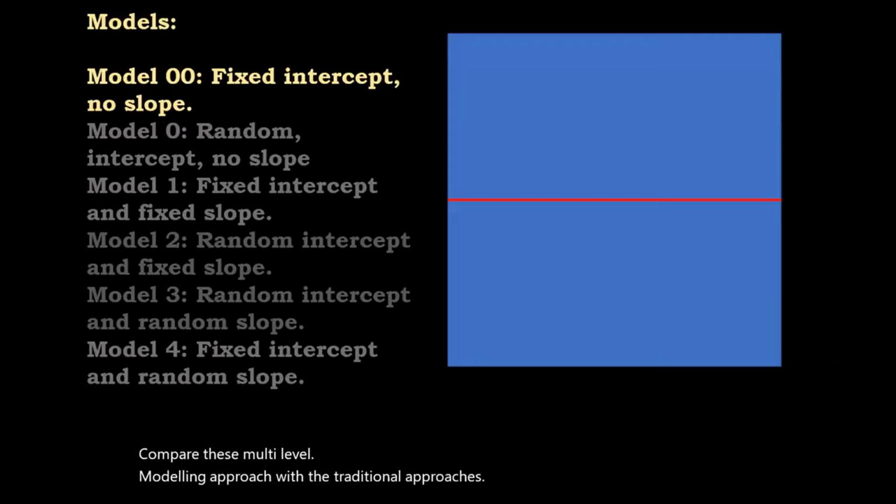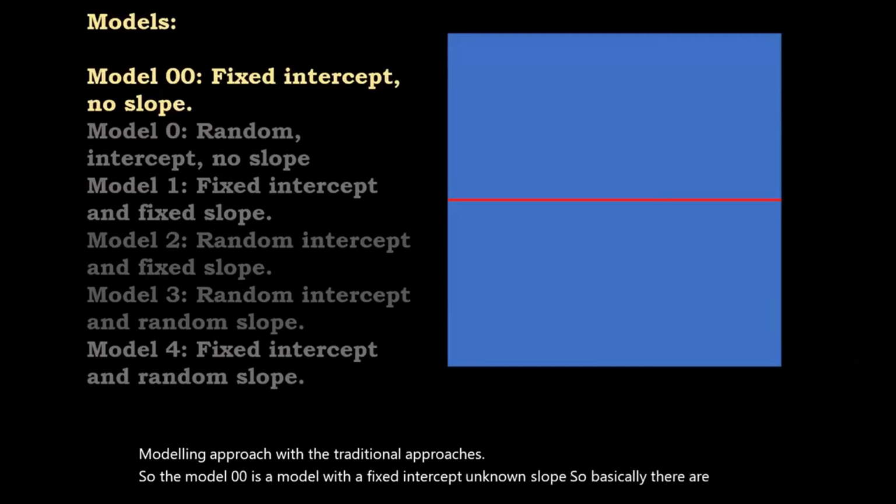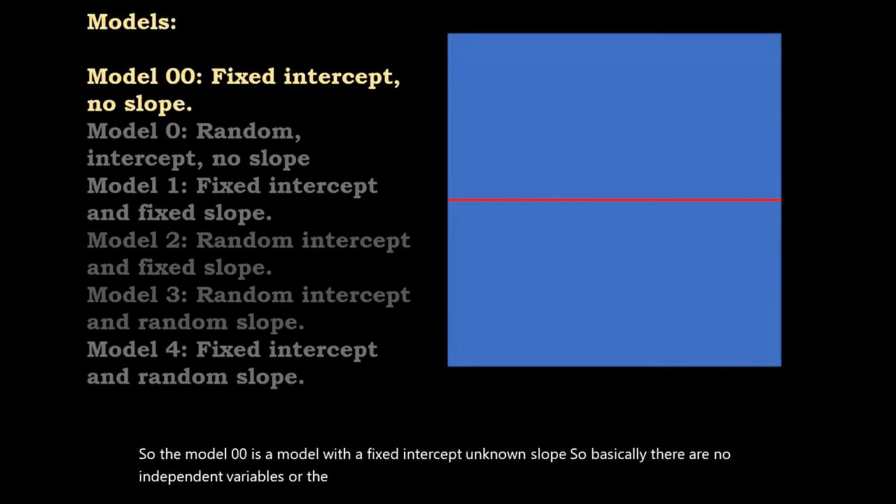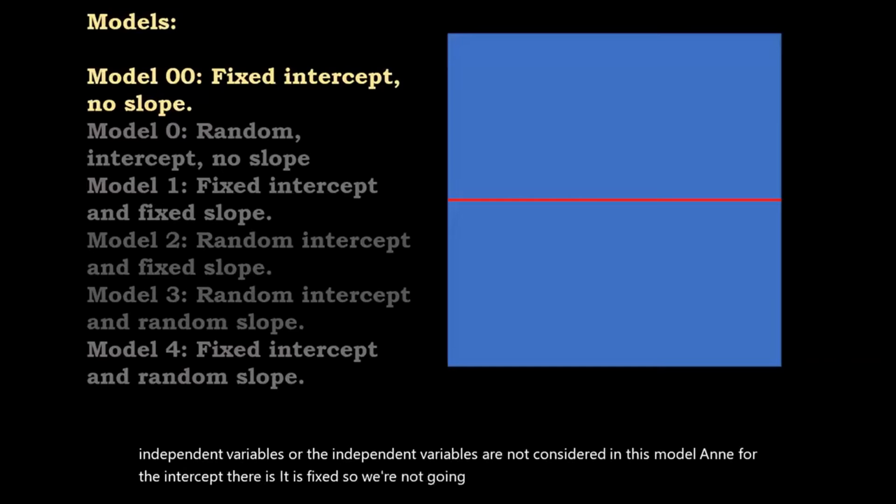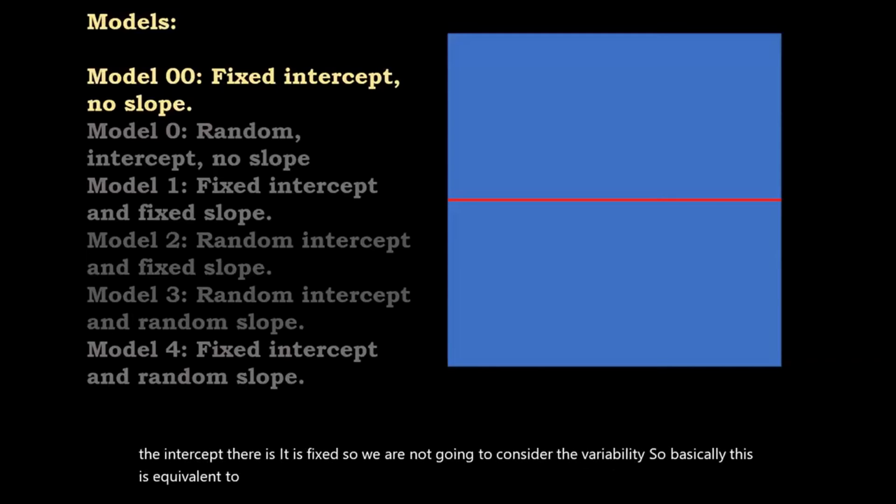So model 00 is a model with a fixed intercept and no slope. So basically there are no independent variables, or the independent variables are not considered in this model. And for the intercept, well, it is fixed, so we are not going to consider the variability. So basically this is equivalent to estimating the mean of the dependent variable.